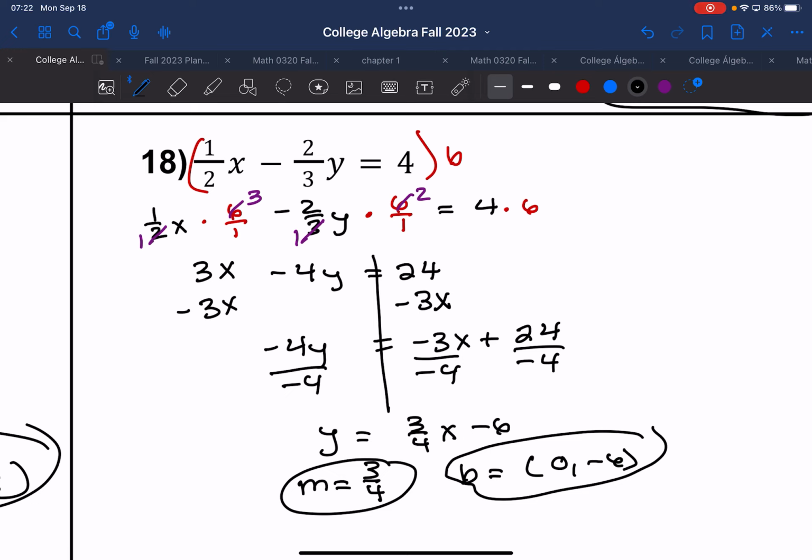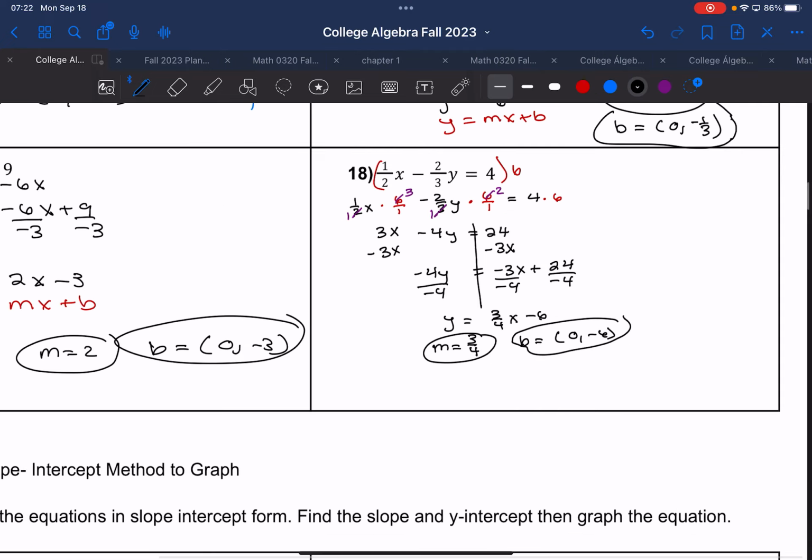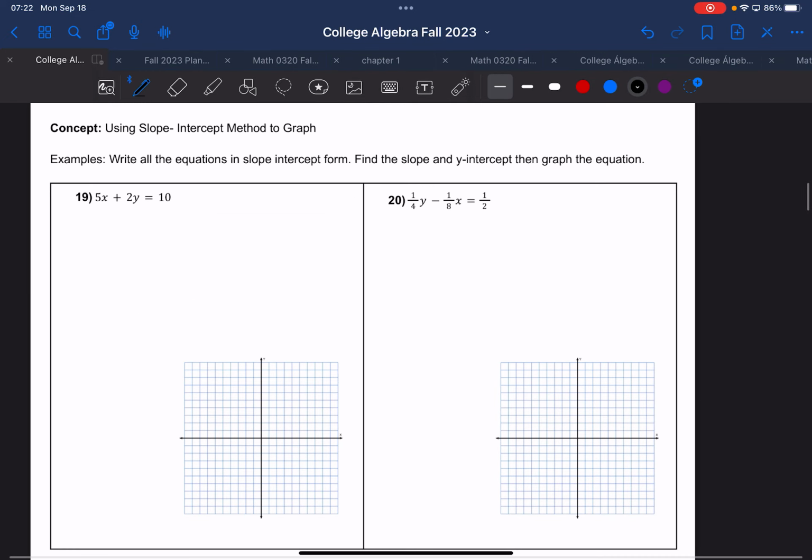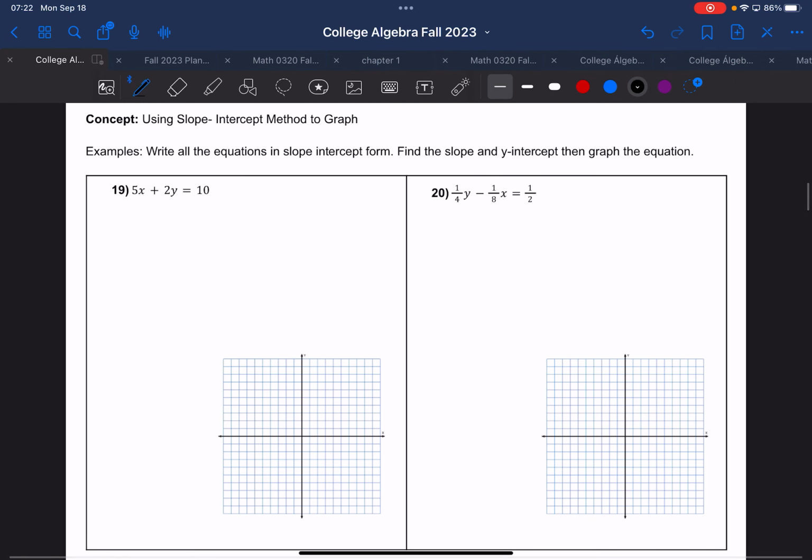Okay. Let me see if this is the last topic. No. Okay, the next concept here is we're going to continue doing what we were doing in the last couple examples. But now, once we find our slope and our y-intercept, we're going to use that to create our graph. So we're doing the same concept of getting this into slope-intercept form, and then we're going to use that information to graph.